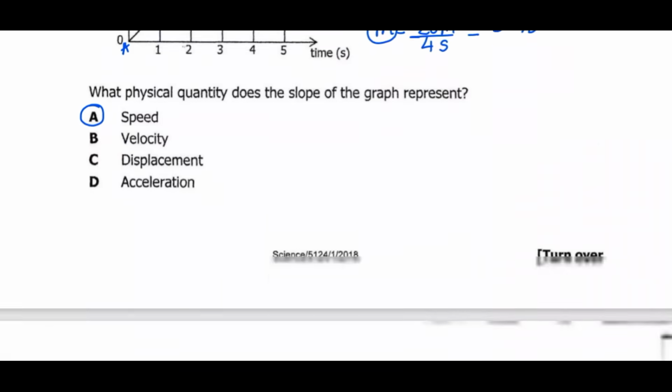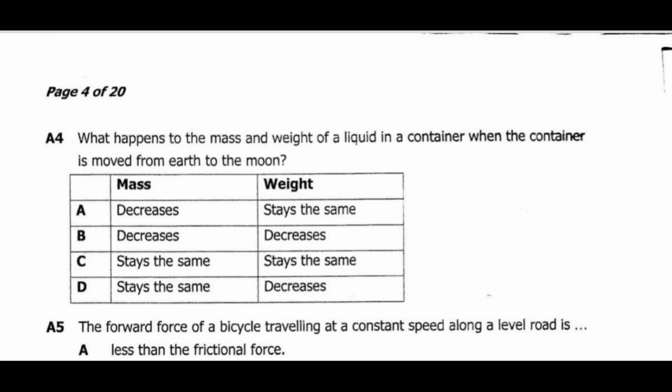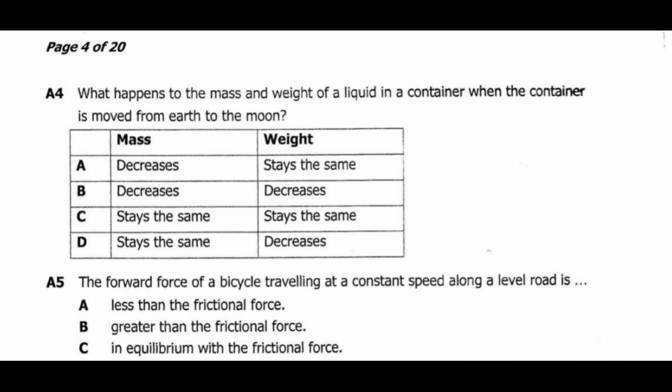So we move on to question 4. Question 4: what happens to the mass and weight of a liquid in a container when the container is moved from Earth to the moon?